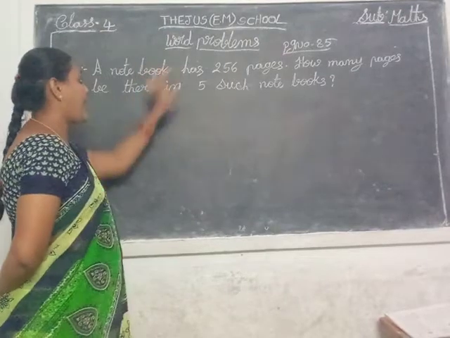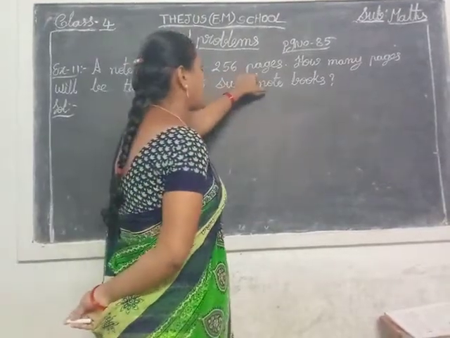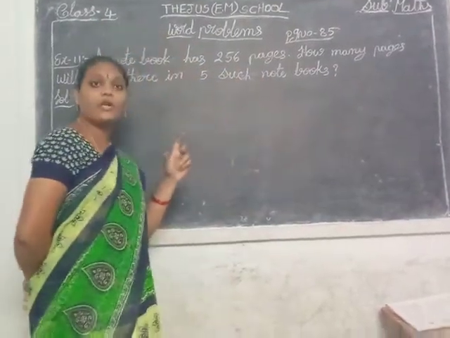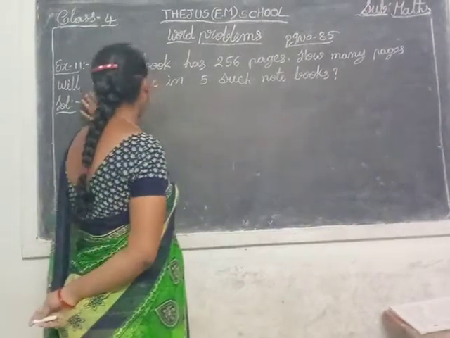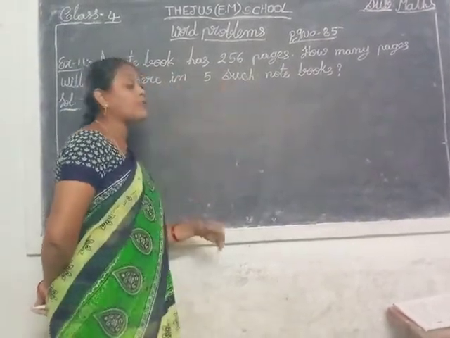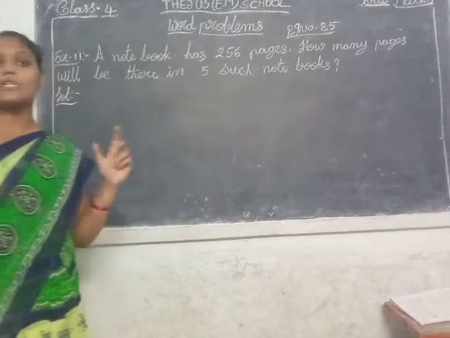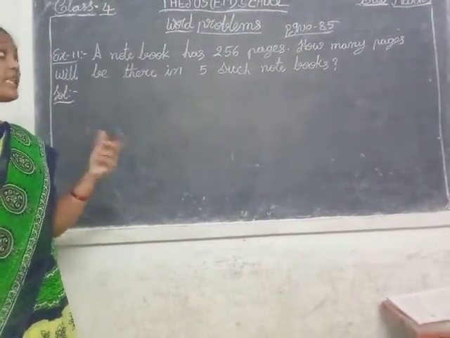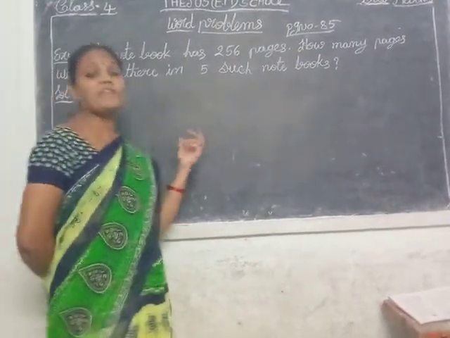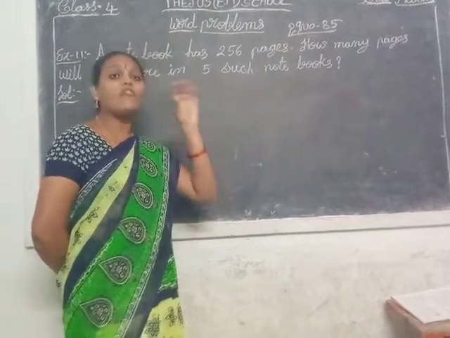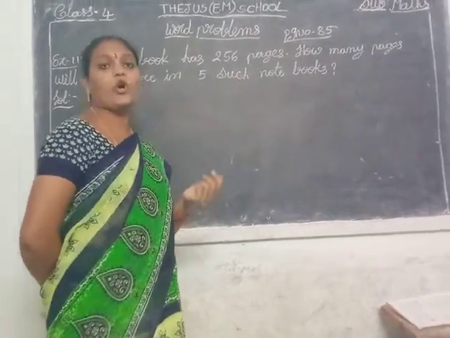A notebook has 256 pages. Only one notebook has 256 pages. How many pages will be there in 5 such notebooks? Here only one notebook has the 256 pages. Like that way, 5 notebooks have the 256 pages. 5 books, how many pages are there totally?